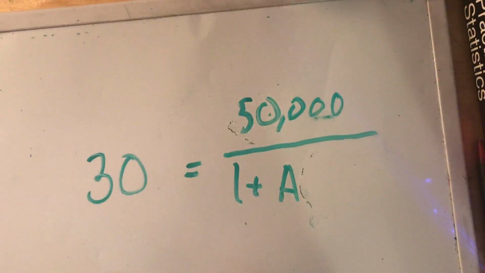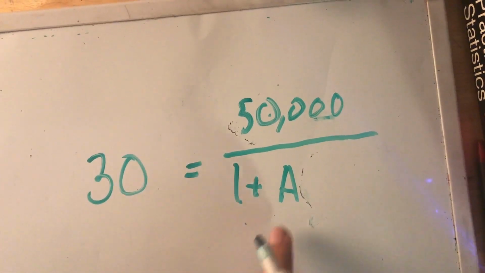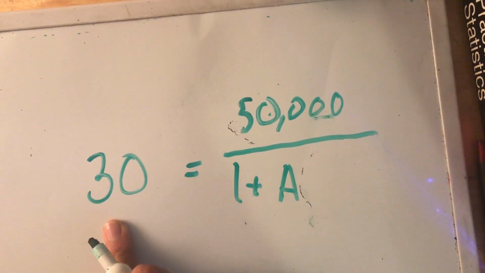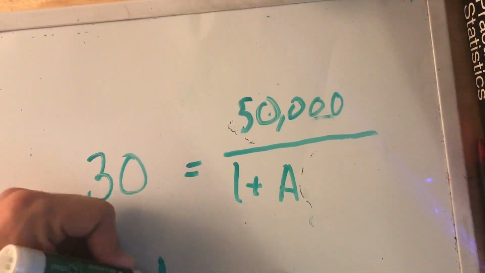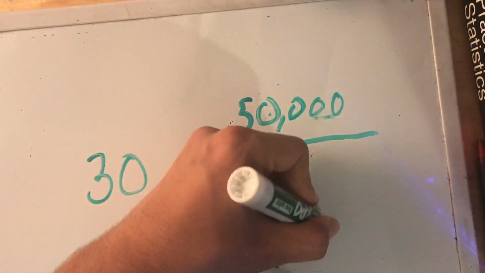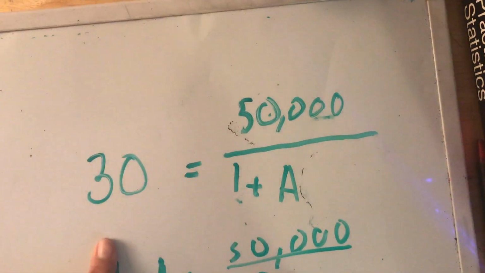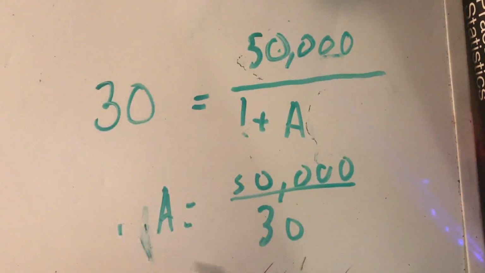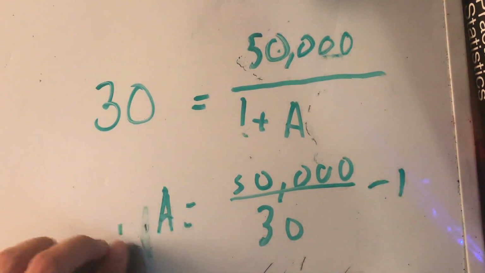Cool. And now what you do is just simple flippy floppy. You multiply both sides by 1 plus A and divide both sides by 30. And you get 1 plus A is equal to 50,000 divided by 30. Subtract 1 from both sides, and then this is going to be your value for A. You plug it in, and then that would be your answer. So very simple problem, not too hard to get into.